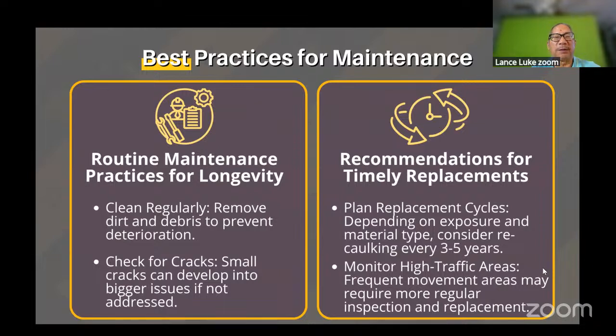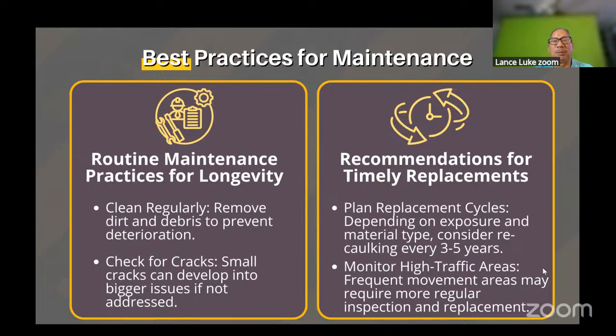Best practices for maintenance, routine maintenance practices for longevity: clean. On the exterior of your house, if you need to clean it, by all means, remove the dirt and debris. That'll help the paint, help the caulking. Check for cracks. Small cracks can develop into bigger cracks. If you have a two-story house, or you live in a 40-story building, you can't inspect the cracks on the second or third floor or even higher. It's hard. So that's why you have to call in contractors with ladders and all that.